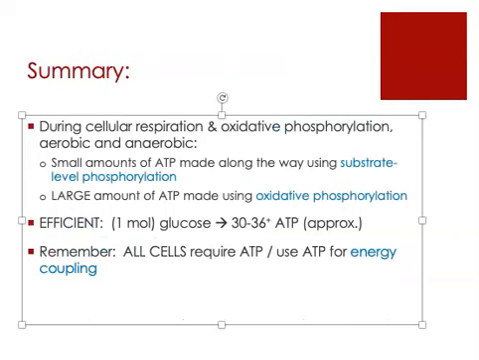During cellular respiration and oxidative phosphorylation, whether it's aerobic or anaerobic, little bits of ATP are going to get made along the way using substrate level phosphorylation. Remember, that's during the glycolysis portion and the Krebs cycle portion. Large amounts of ATP are going to be made during the oxidative phosphorylation portion. This is extremely efficient. This is a good way to make ATP. You're going to get between 30 and 36 ATP from your simple sugar when you use oxidative phosphorylation, and you'll get a little bit more from the substrate level phosphorylation. All cells require ATP and use ATP for energetic coupling.